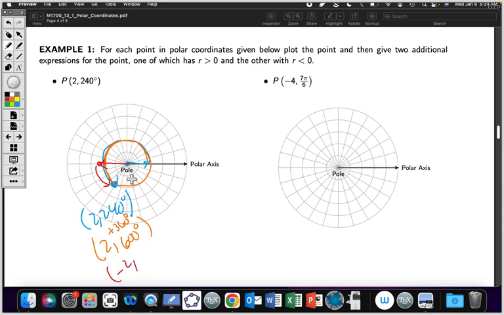So negative 2 comma. And notice that I'm just basically leaving off half a revolution, right? So I'm starting here at the 180 degree mark. So I just have to make up the 180 to the 240. So I can just take this 240 and subtract 180 from it. And that's going to get me 60, so negative 2, 60 degrees.